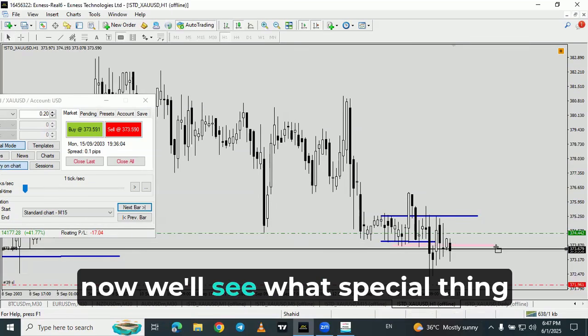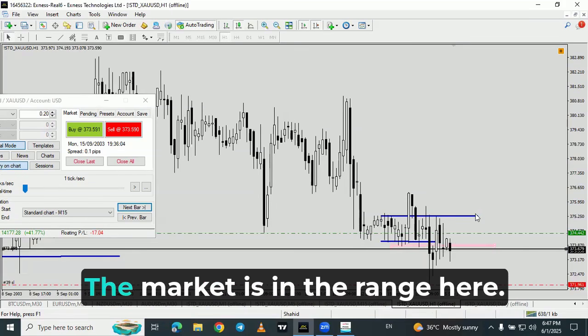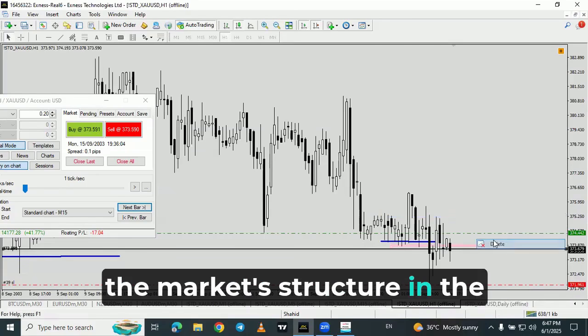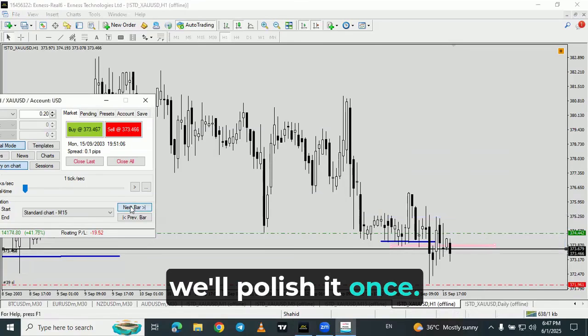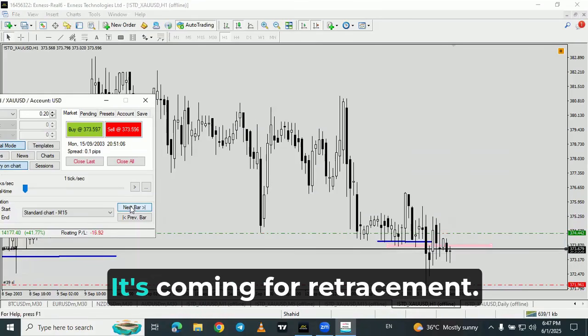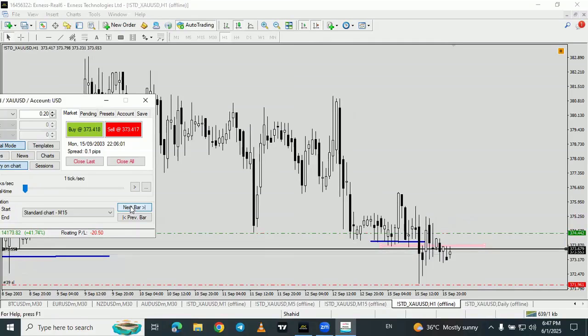All right, now we'll see what special thing the market holds in the range. The market is in the range here. See, the market's structure in the range. See, it has shifted here. Now, when the market comes down for retracement, we'll polish it once. It's coming for retracement.